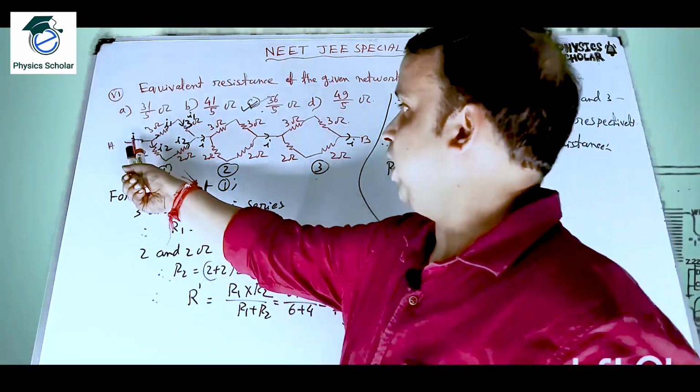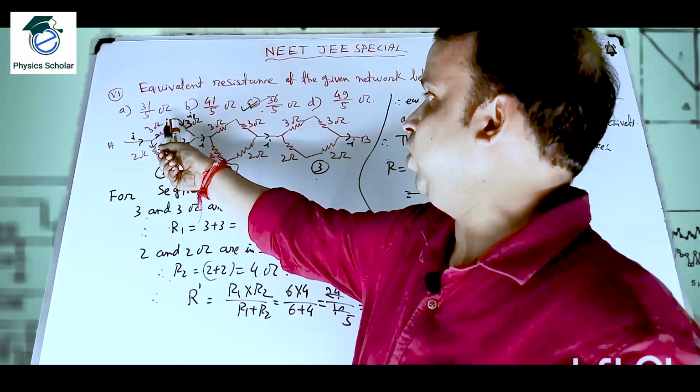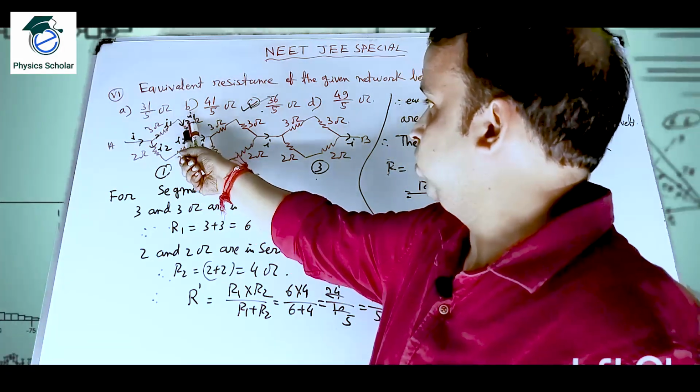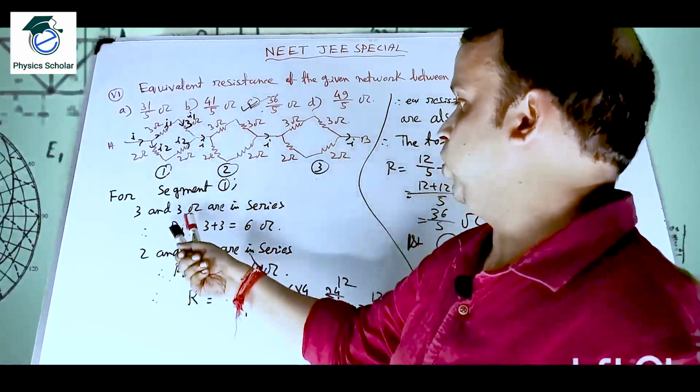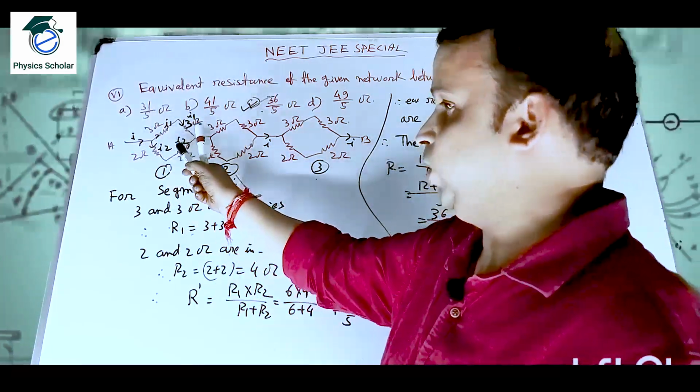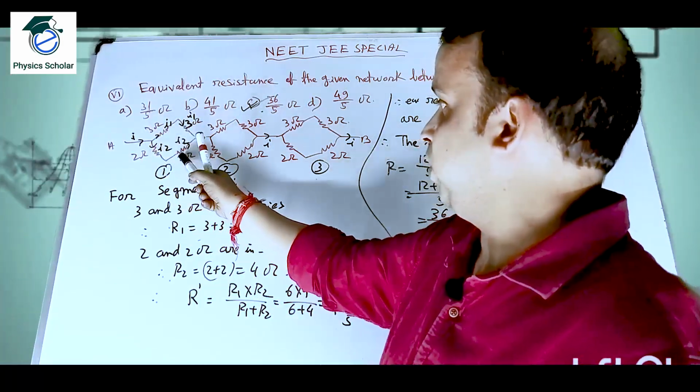Here the current will come and here it will be split into two parts, I1 and I2. The same current will flow through here also, I1 and I1. Clear? 2, 3 and 3. So these two are in series, so the equivalent resistance will be 6. And the same current I2 and I2 will flow through this. That means 2 plus 2 means 4.